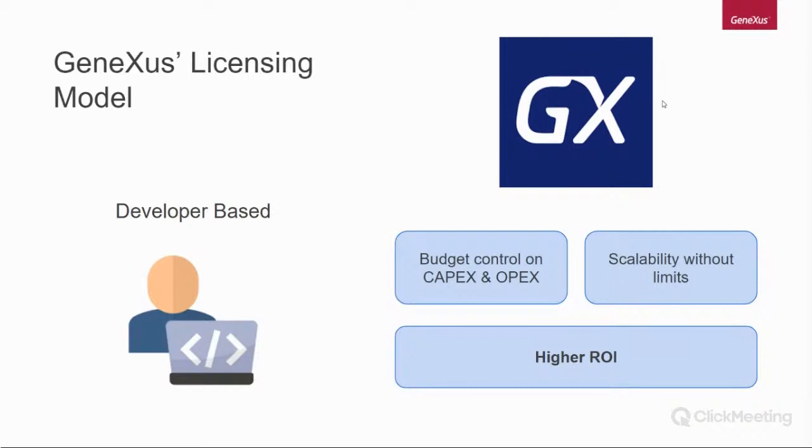Therefore, in this case, the Genexus licensing model is one of the biggest advantages, allowing the higher ROI and putting our company among the top choices for different software houses and companies that need a low-code development platform, due to the flexibility that this developer-based licensing model has.